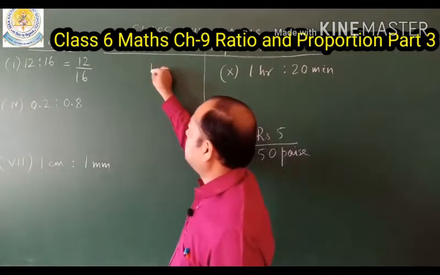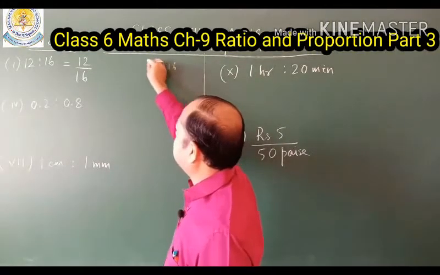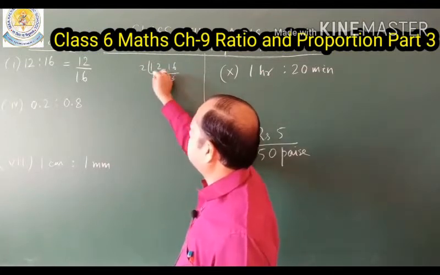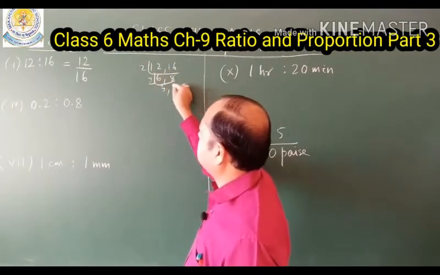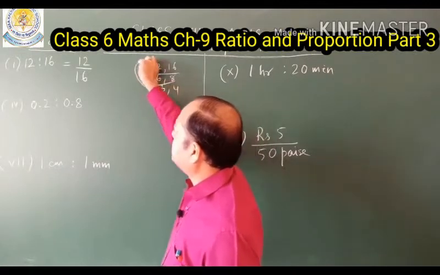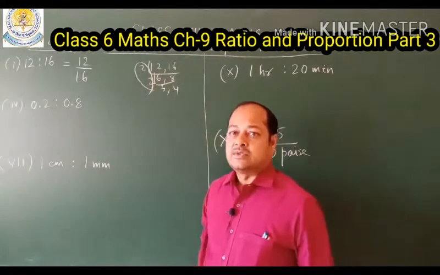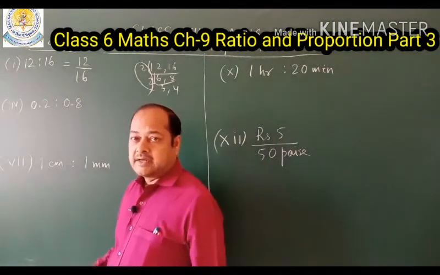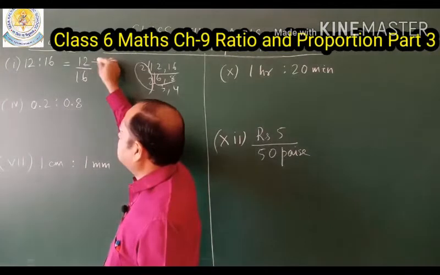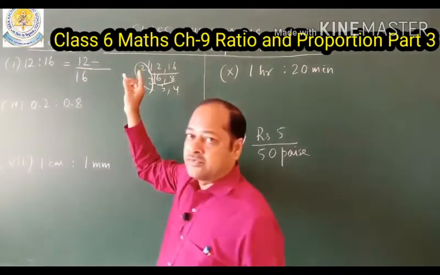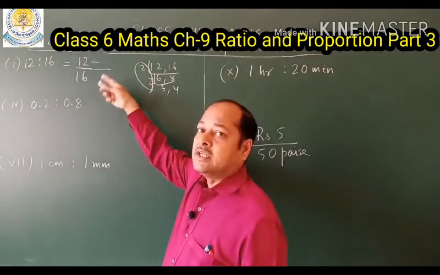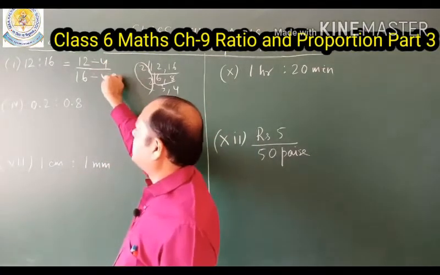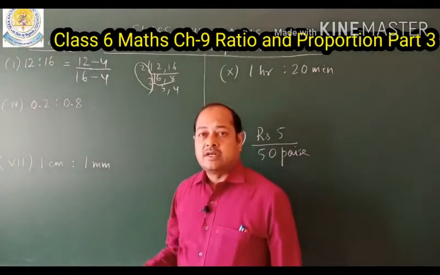So let's find out the HCF of 12 and 16. 2 sixes are 12 and 2 eights are 16, again 2 threes are 6, 2 fours are 8. So what did you get as the HCF here? 2 into 2, that is 4. So 4 is the HCF here, and after this you have to divide this HCF 4 in both the numerator and denominator. So divide 4 in the numerator and divide 4 in the denominator.